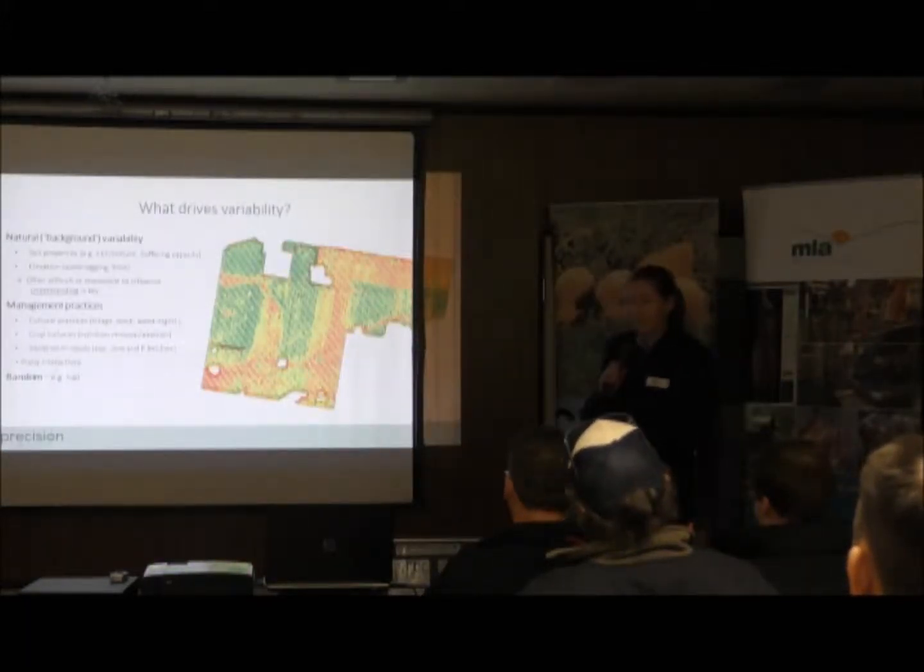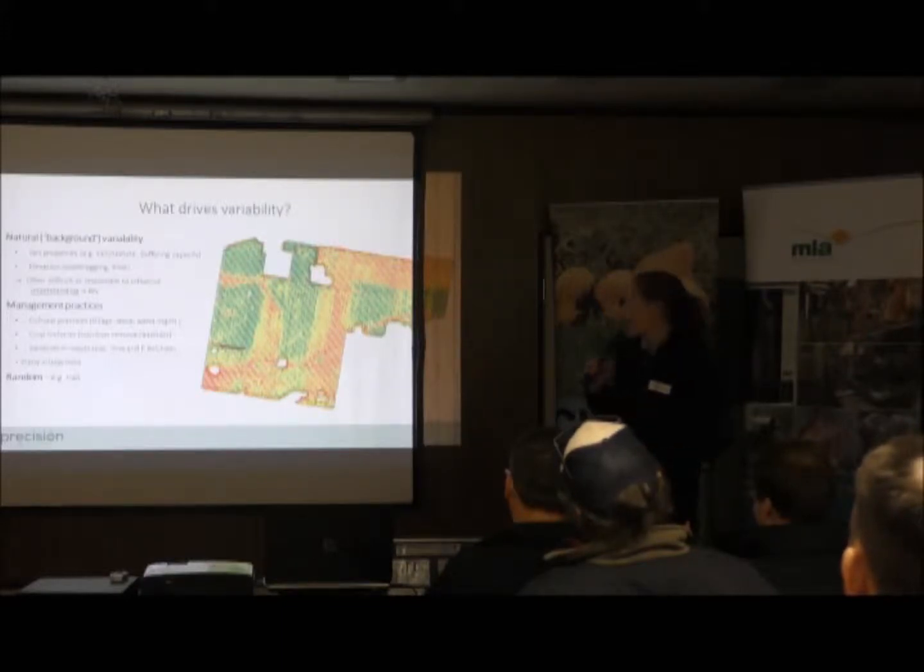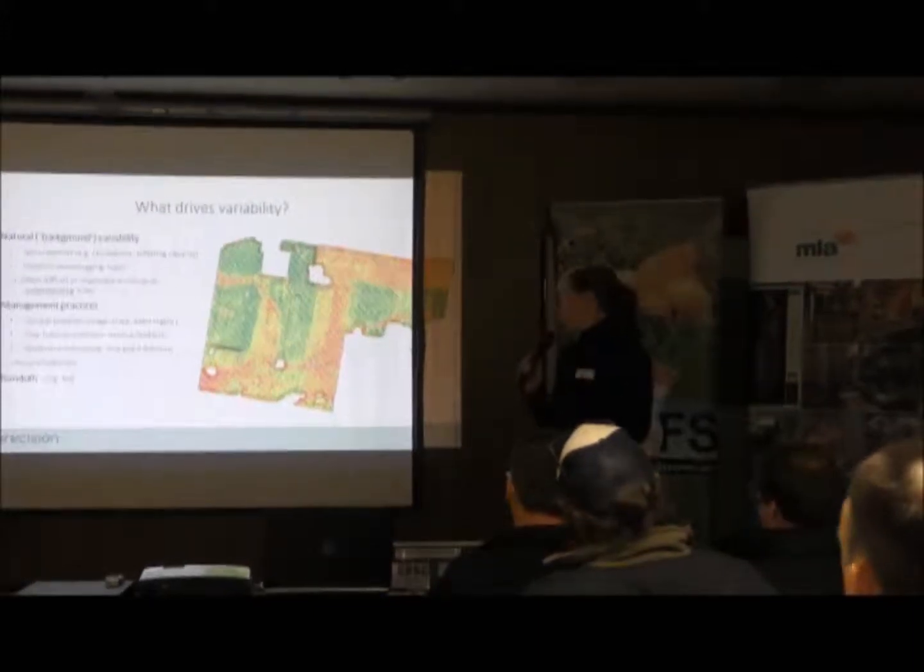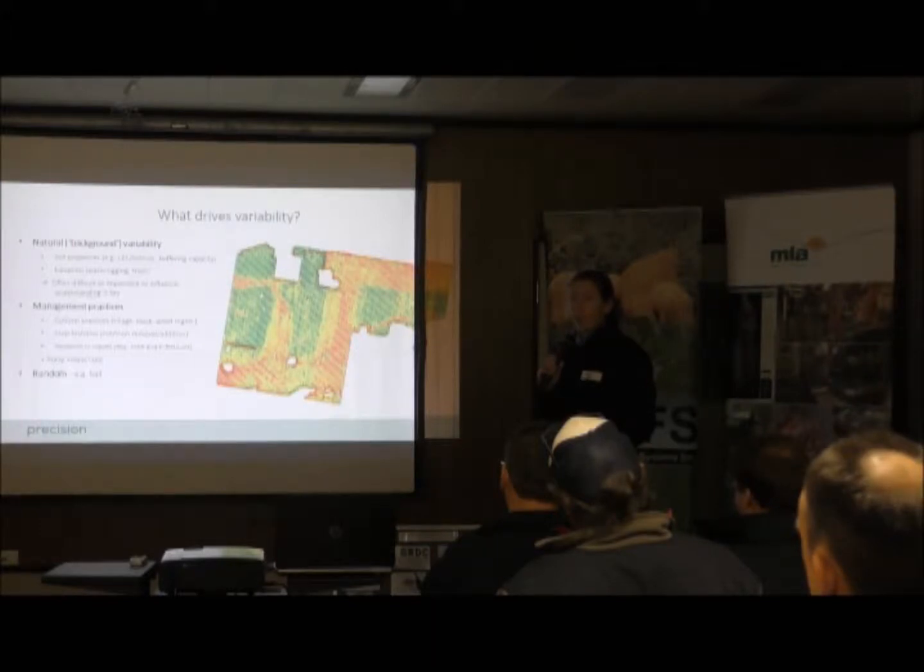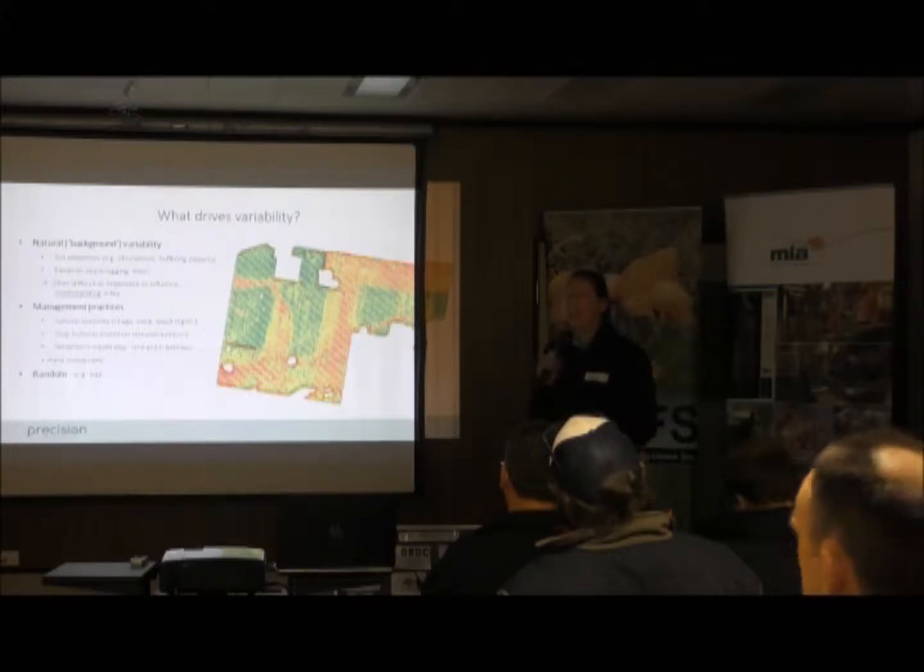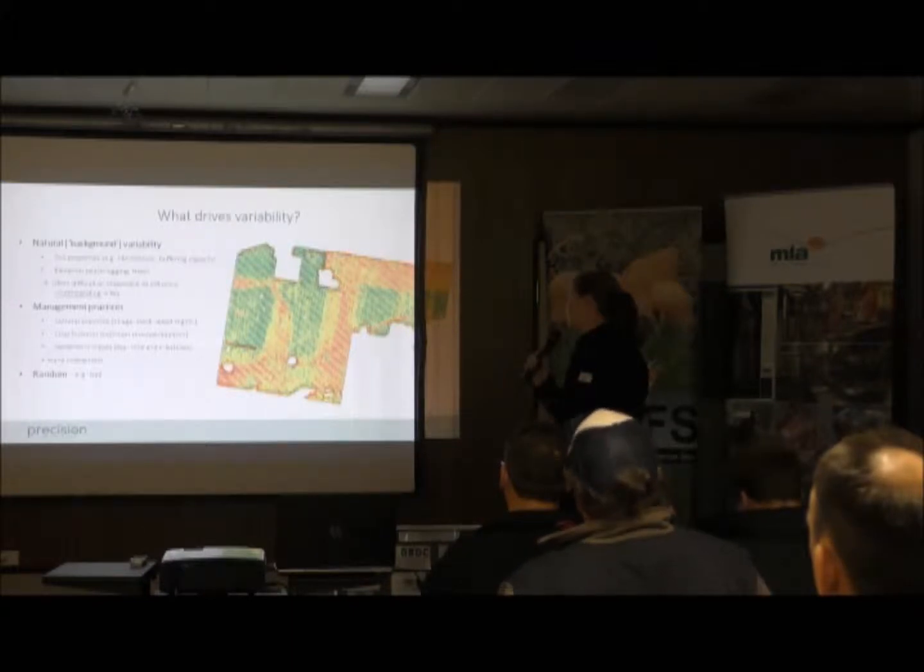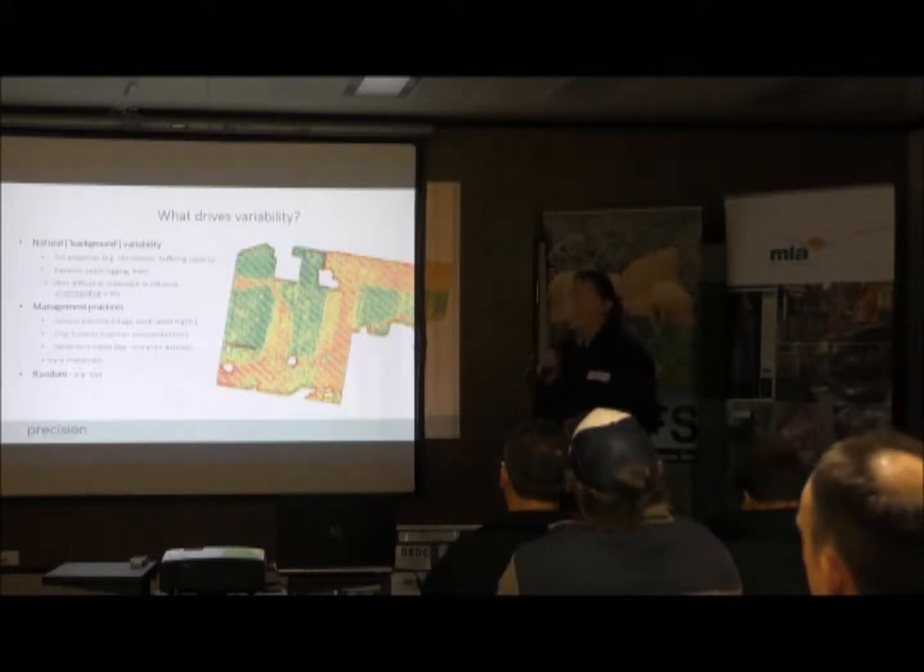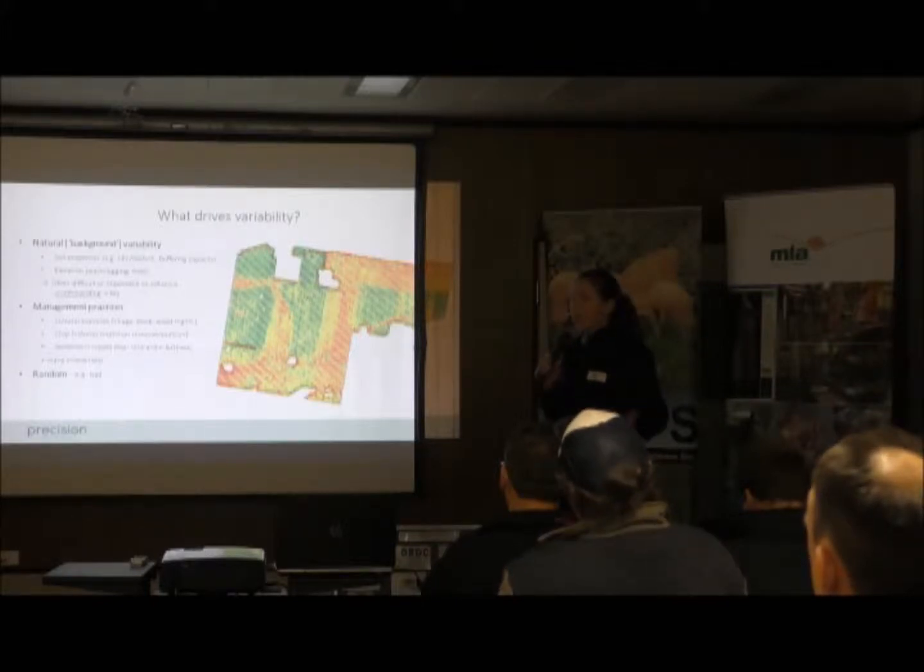So just to get us in the right frame of mind when we talk about variable rate applications, I've put this slide in here to look at what drives variability. There's three main forms. A big one in Australia is our natural or background variability. A lot of this is due to our soil properties, so things like changes in texture across the paddock, which is linked to our cation exchange capacities, our buffering capacity, things like that, that would have been there initially when the land was cleared. They've always been there, and they're pretty difficult to change or influence.